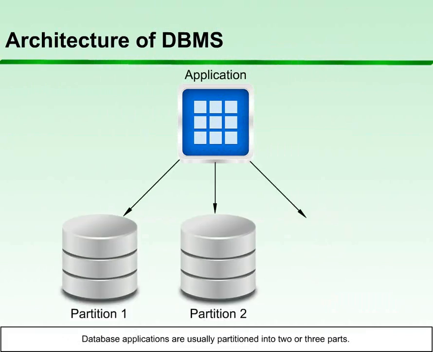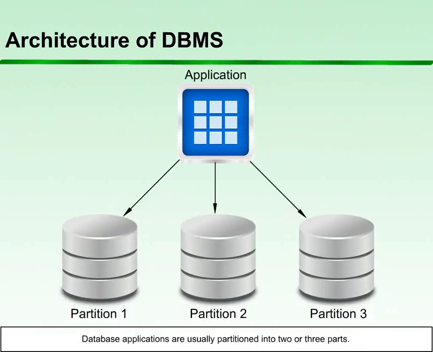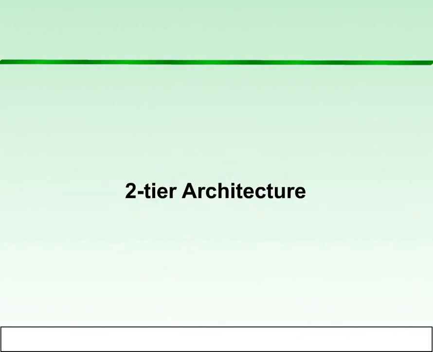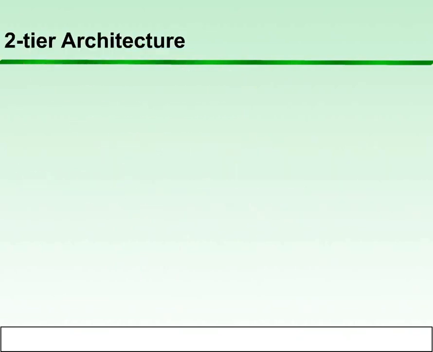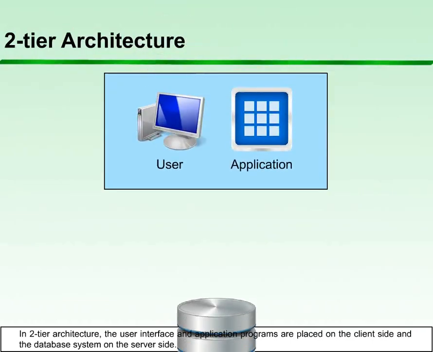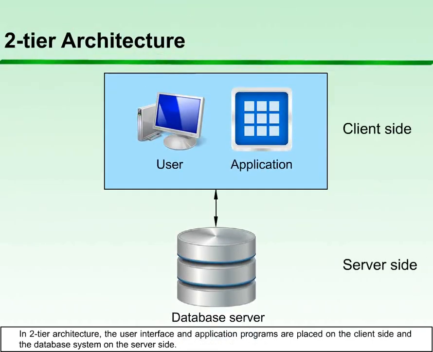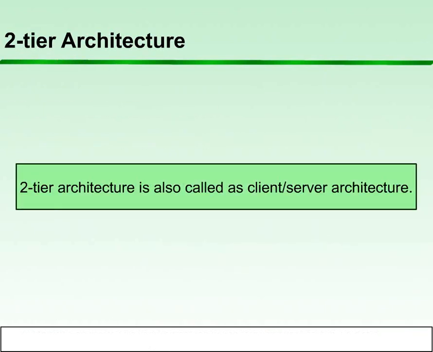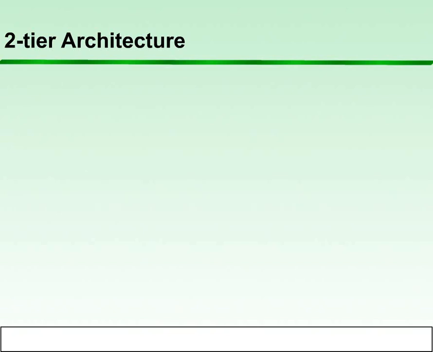Database applications are usually partitioned into two or three parts. Two-tier architecture. In two-tier architecture, the user interface and application programs are placed on the client side and the database system on the server side. Two-tier architecture is also called client-server architecture.